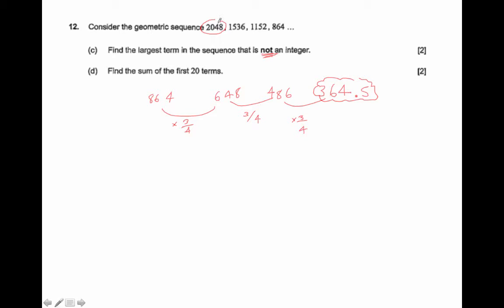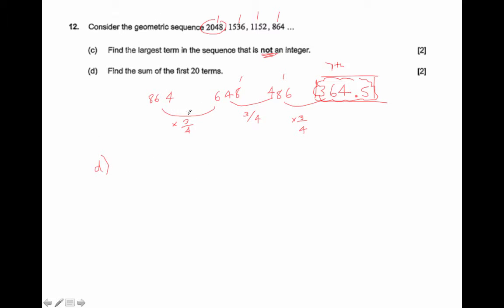So which term is that? Well, first, second, third, fourth, fifth, sixth, seventh. So the answer, find the largest term in the sequence, is this. The answer is 364.5. That's the seventh term, the biggest term that's not an integer.